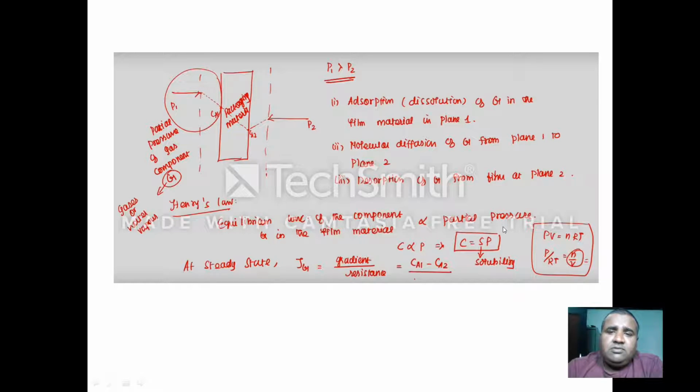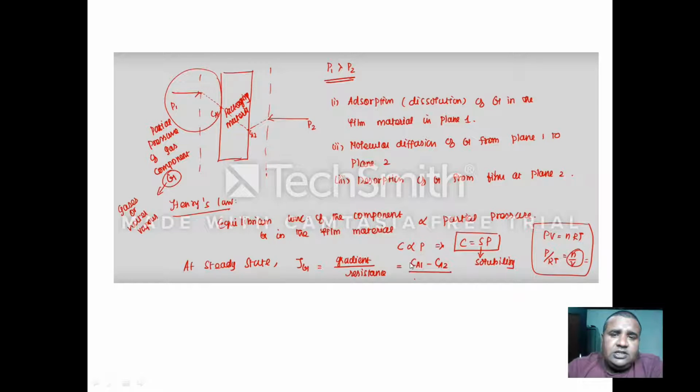So from here we take note that C is equal to Sp, and in the next step, steady state conditions mean there is a constant movement of the particles from outside to inside. Then this flux. Now I was talking about Henry's law, and now I'm talking about Fick's law. Flux will depend on the gradient upon resistance.